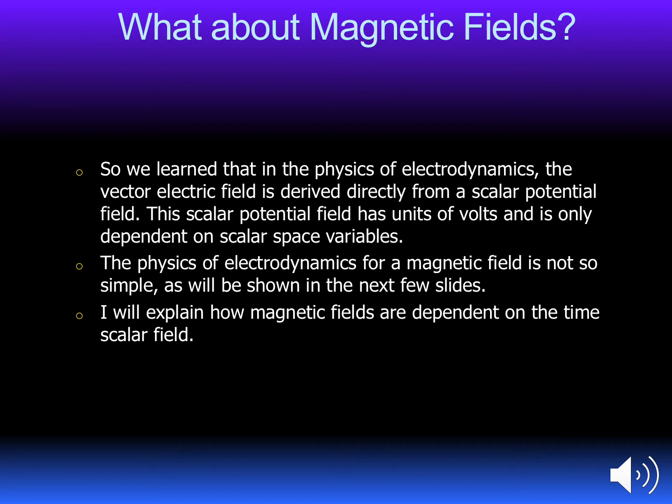Now what about magnetic fields? So we learned that in the physics of electrodynamics, the vector electric field is derived directly from a scalar potential field. The scalar potential field has units of volts and is only dependent on scalar space variables. The physics of electrodynamics for a magnetic field is not so simple, as will be shown in the next few slides. I'll explain how magnetic fields are dependent on the time scalar field.